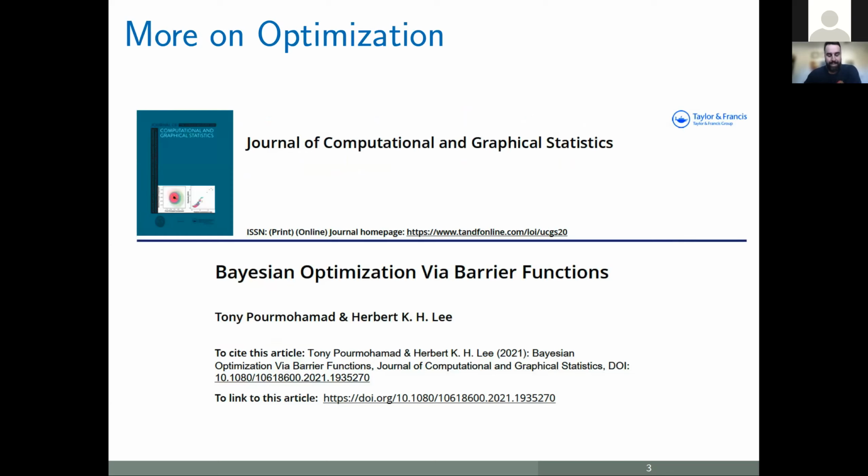So Herbie Lee was my former PhD advisor. And so the first paper that we wrote on the statistical filter was part of my PhD dissertation.